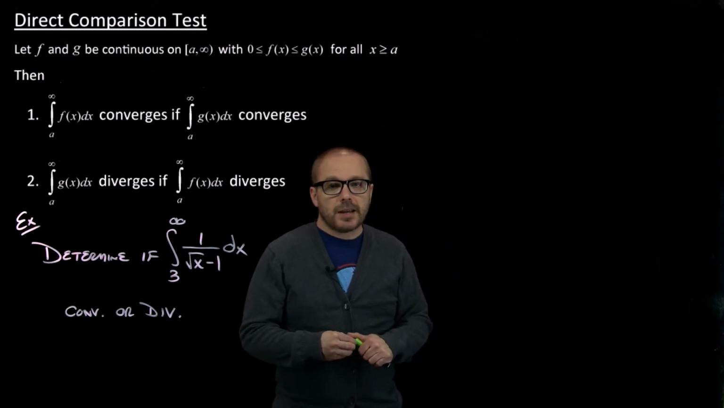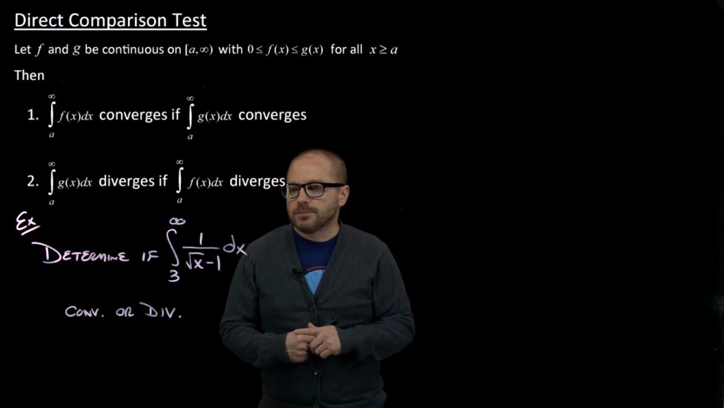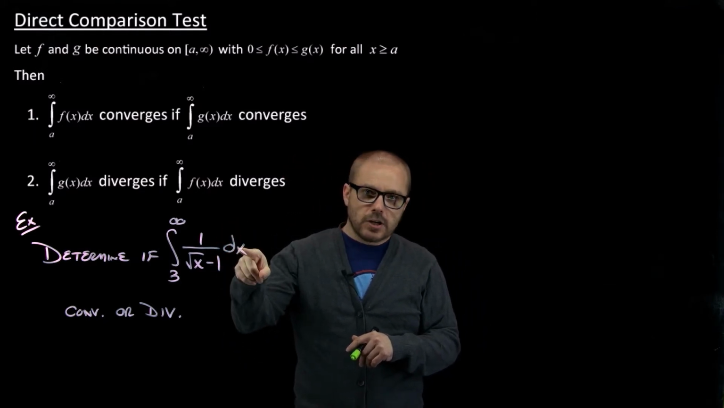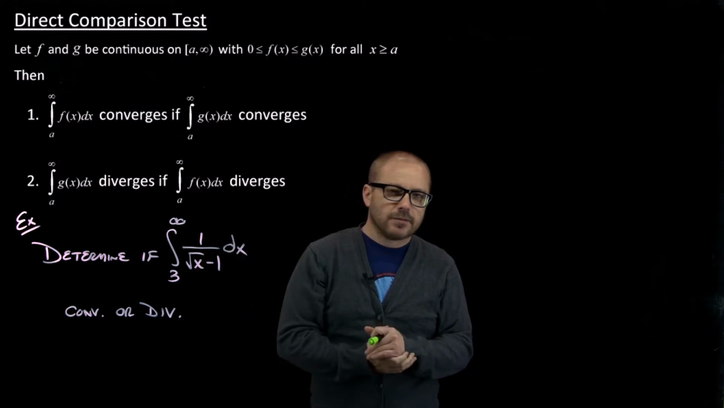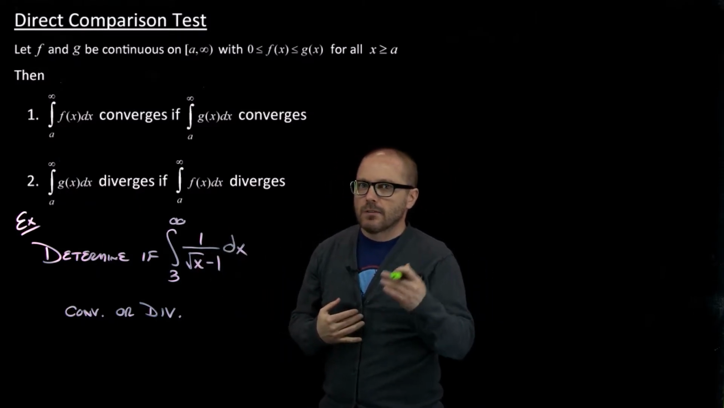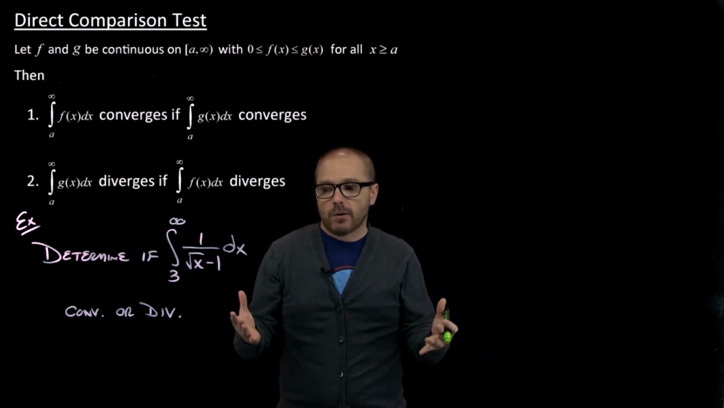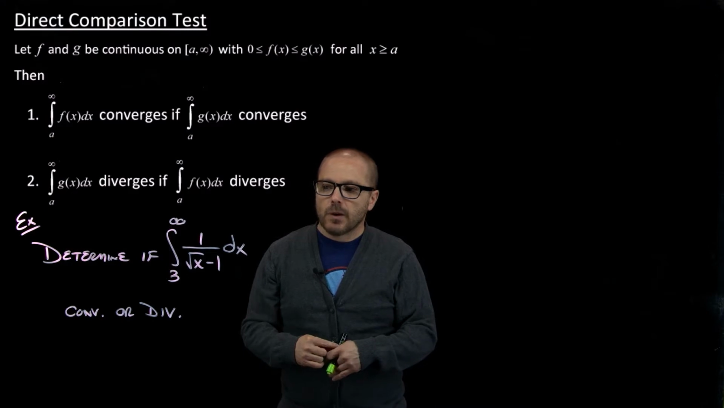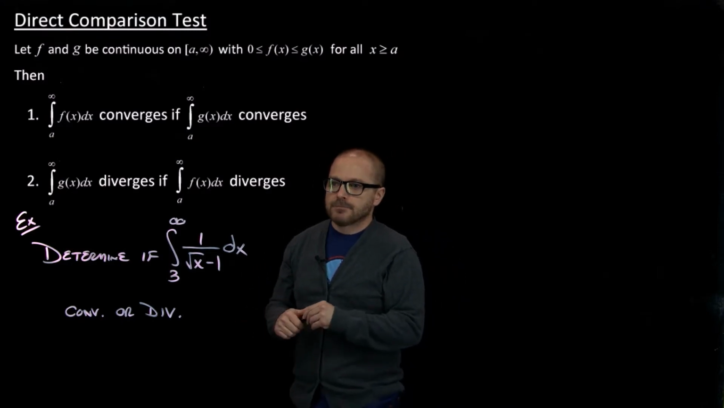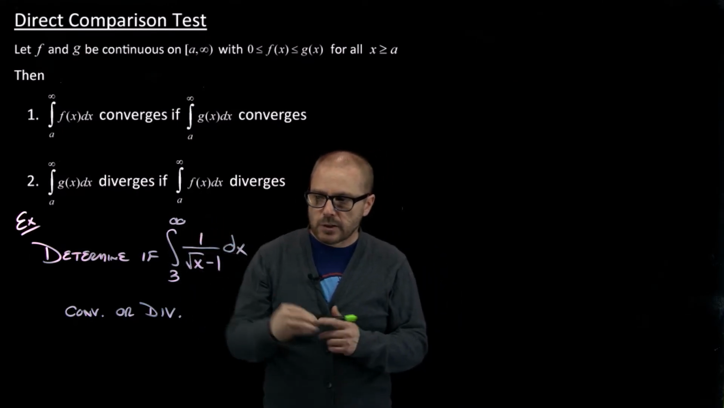So let's look at another example of using direct comparison test. Here we have an integral from 3 to infinity, and the function involved here, our integrand, is very, very close to being 1 over square root of x. And remember, that's 1 over x to the half. So that is one of our reciprocal power functions. So you might think, okay, well, let's do direct comparison with 1 over square root of x, and you'd be right.